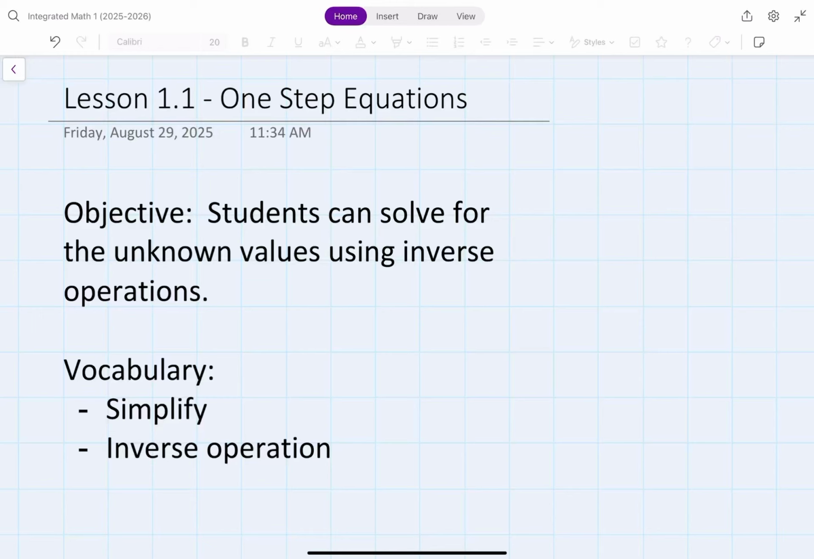Alright, you guys, let's go ahead and get started. In this case, we want to work on solving one-step equations. Once again, the goal here is to solve for unknown variables using inverse operations, all right?